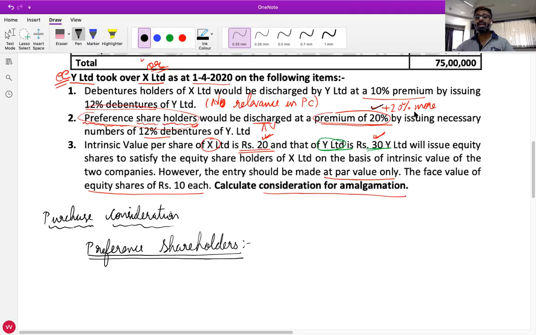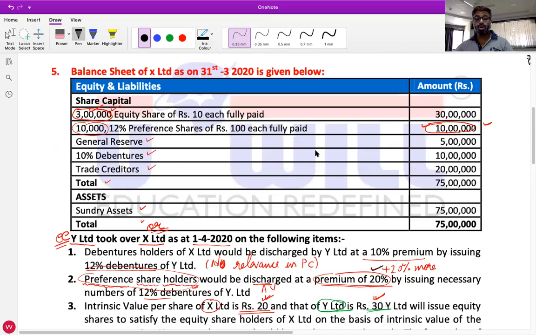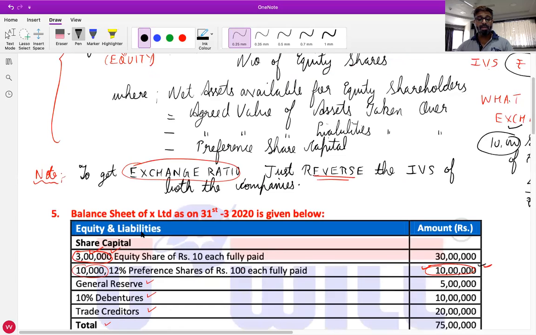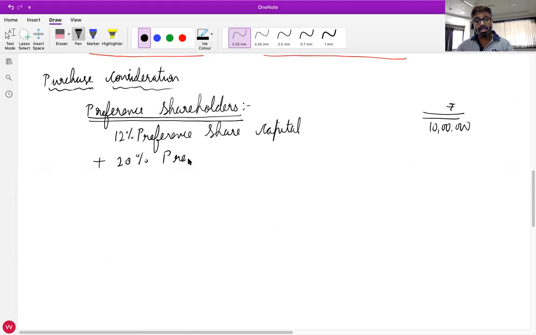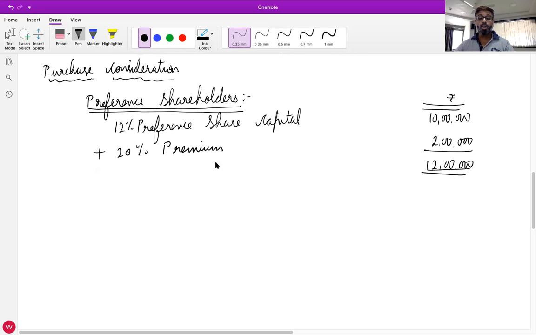20% more, a 20% premium. So presently we have 12% preference share capital of rupees 10 lakhs. In that, 20% more premium. So we will add 20% premium. What amount of premium, or more amount, do we have to pay them? 2 lakhs. So what is the payment that will be made to preference shareholders? 12 lakhs.